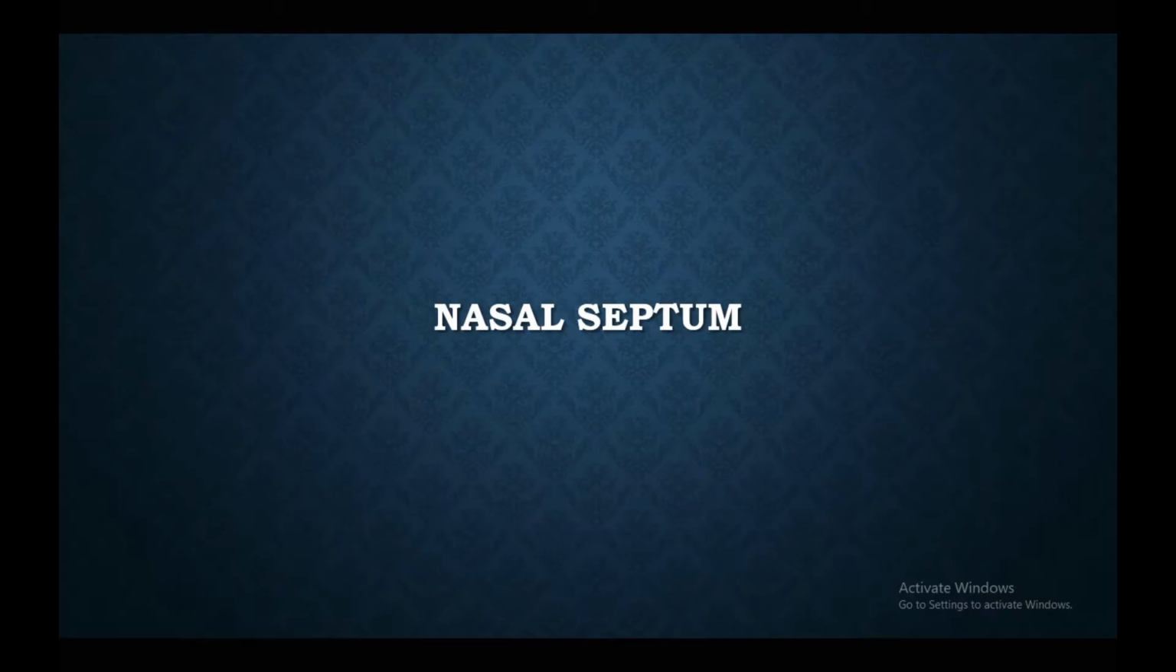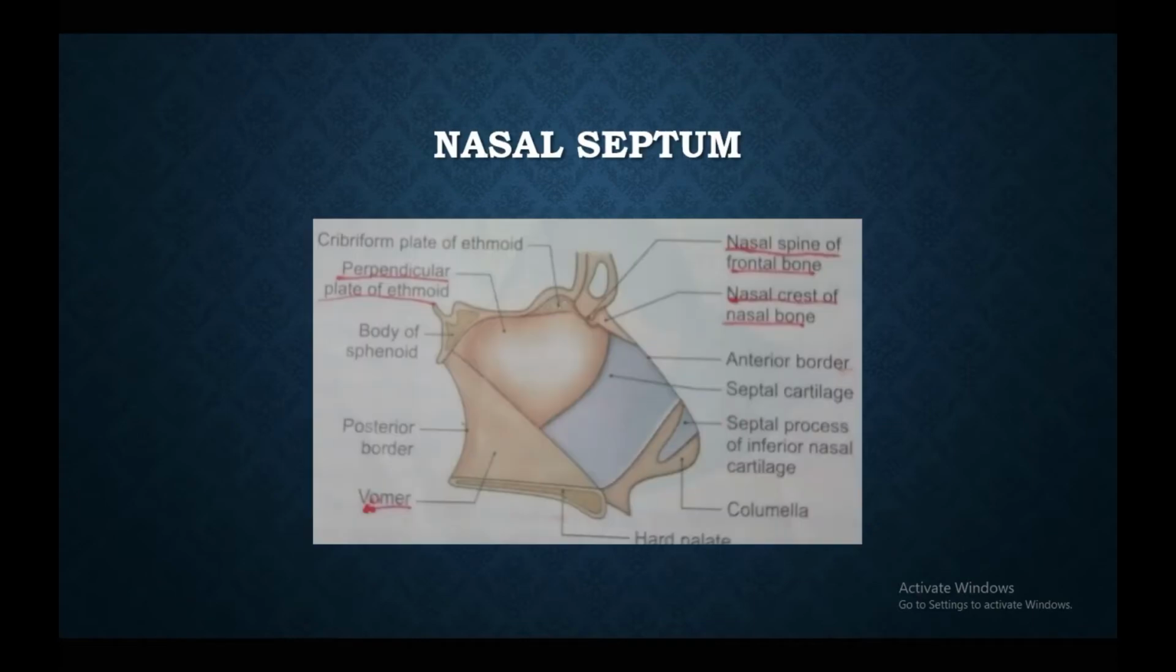Nasal septum. The nasal cavity is subdivided into right and left halves by the nasal septum. On each side, it is covered by a mucous membrane and forms the medial wall of both nasal cavities. The nasal septum is made up of partially bones and cartilage.